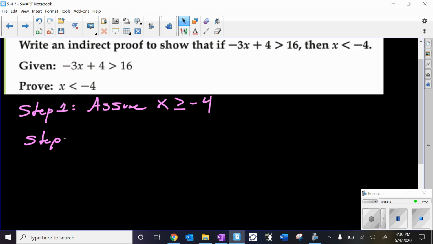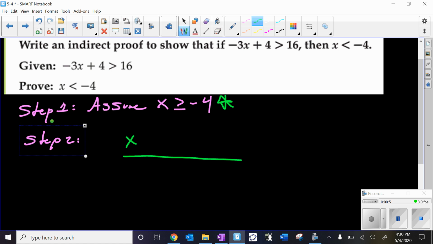For step two, we're going to make a chart out of this. And we need to pick values for x that fit our assumption in step one. I'm going to ask for 3 values out of this. So since I have equal to in here, I need to start with -4. So in my chart, I have an x on the top, and then what I'm going to plug it into. We always assume that the given is true, so I am going to plug it into just this first part, the -3x plus 4.